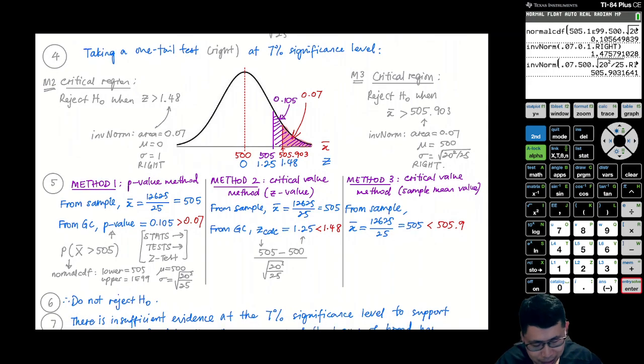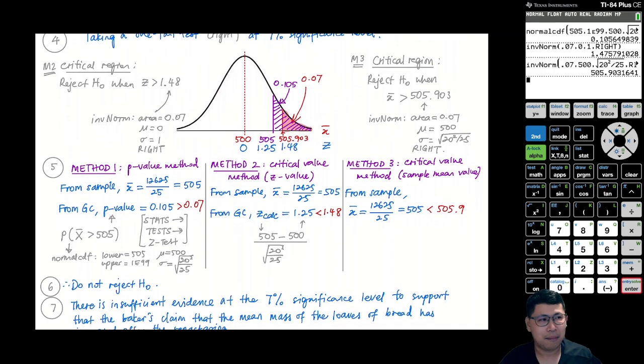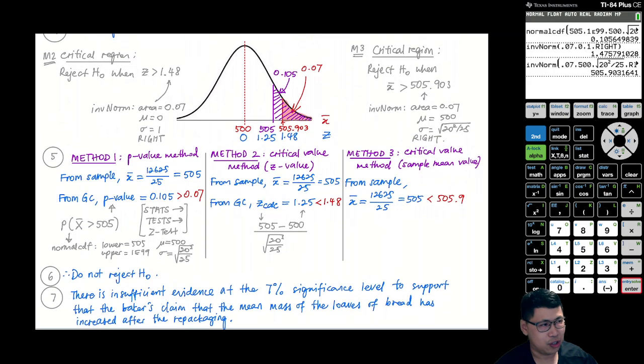Method 2 is that we will need to calculate our 1.25. And actually 1.25 is less than 1.48. It's on the left hand side. So it means that it is not far away enough from 500. Or method 3 is the 505 is before 505.9. So we cannot reject our null hypothesis. And based on this, we get our conclusion.